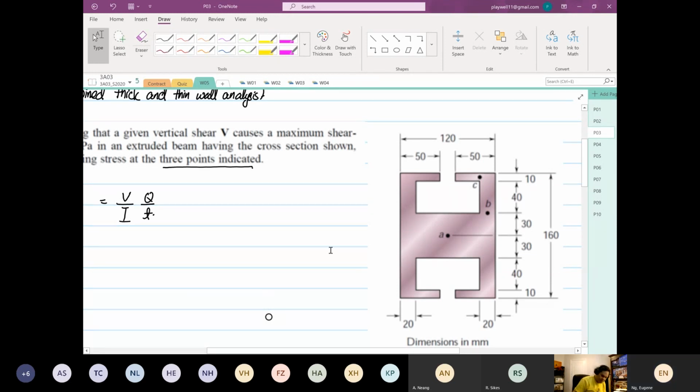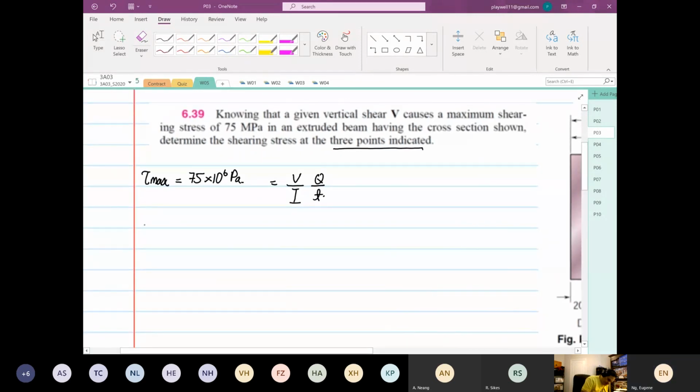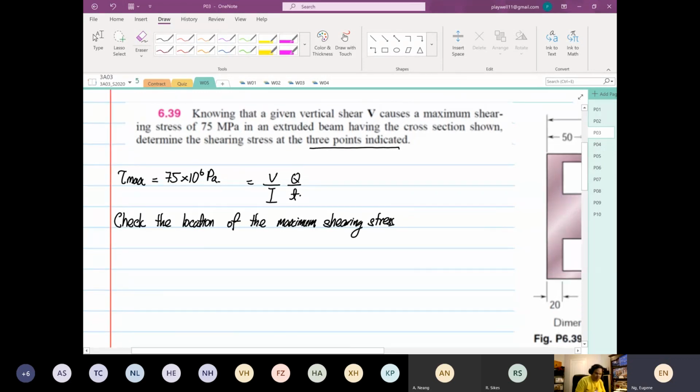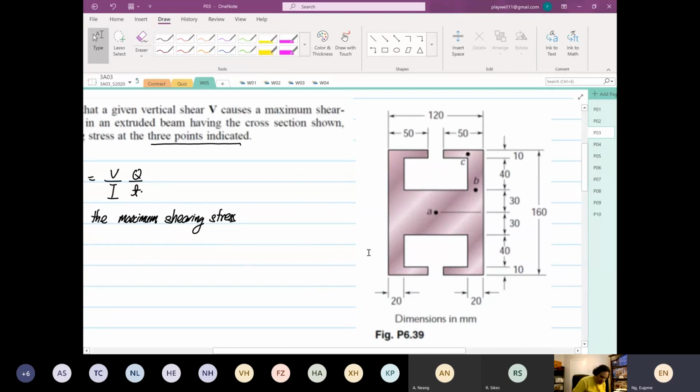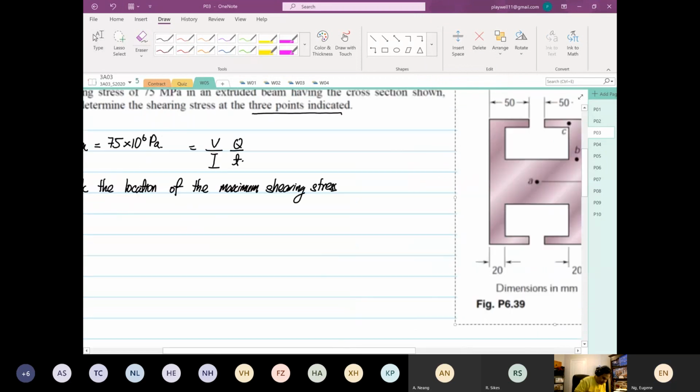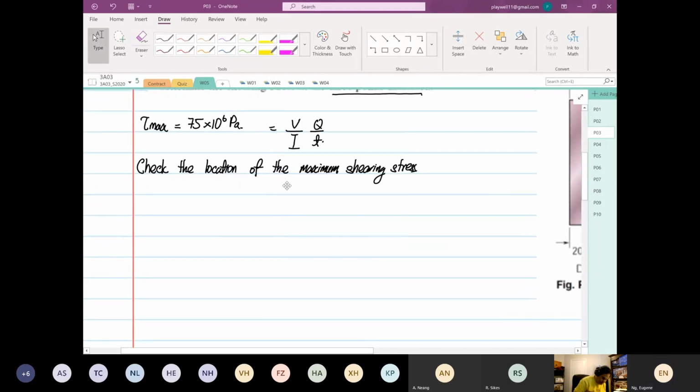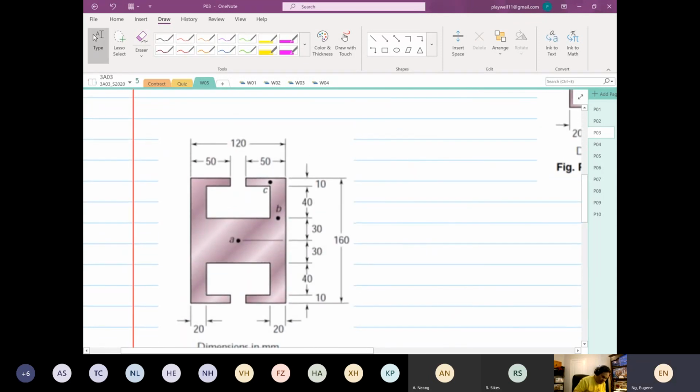So for this case, we have to check the location of the maximum shearing stress. I have not a clue where it is. So again, remember what I told you. I'm going to copy this diagram. We all know that the centroid is over here. Everyone is aware that the centroid is here. The green line over here is the position of our centroid.